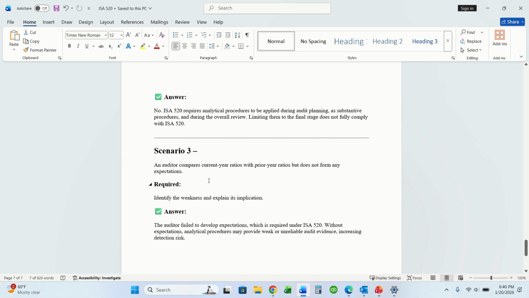Another scenario: an auditor compares current year ratios with prior year ratios but doesn't form any expectations. Required: identify the weakness and explain its implication. The answer is that the auditor failed to develop expectations, which is required under ISA 520. Without expectations, analytical procedures may provide weak or unreliable audit evidence, increasing detection risk.